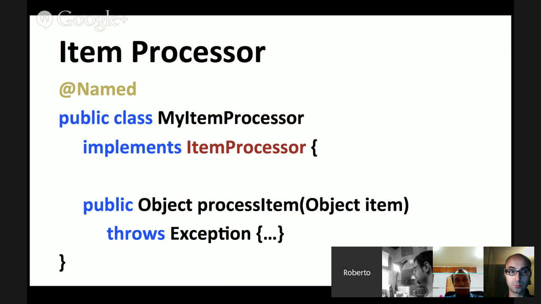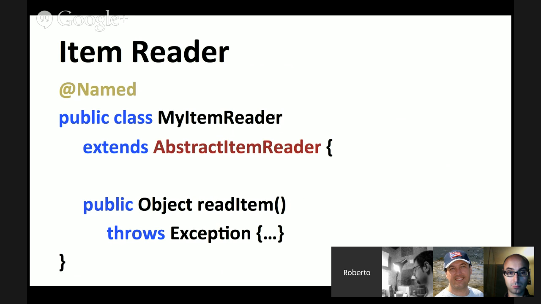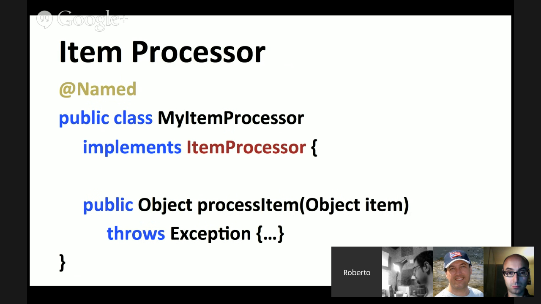So the item processor is pretty much the same. It doesn't have an abstract class because the interface only has 1 method, so there's no use in having an abstract one. In this case, you only have an item processor, which implements processItem, and we have an object item there. Looking at the reader again, you see that readItem returns an object, and processItem gets the object from that item reader, and then returns an object again.